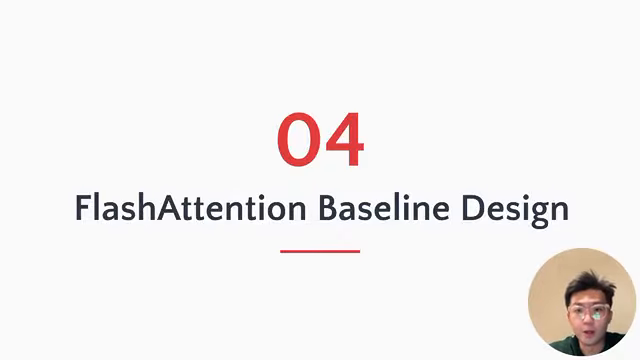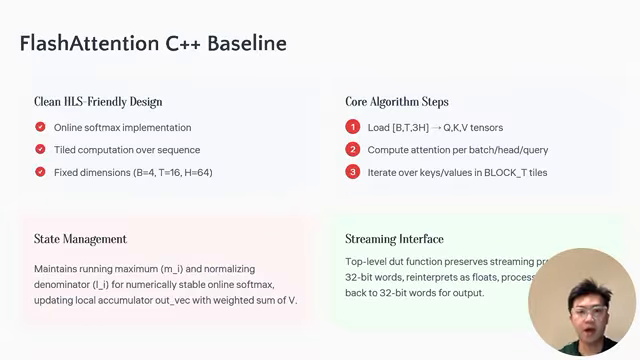Hello everyone, my name is Hao, and now I'm going to present the FlashAttention baseline detail. FlashAttention is basically an optimized version of the standard scaled dot product attention that reduces both the time and memory cost by avoiding explicit materialization of the full QK transpose matrix.